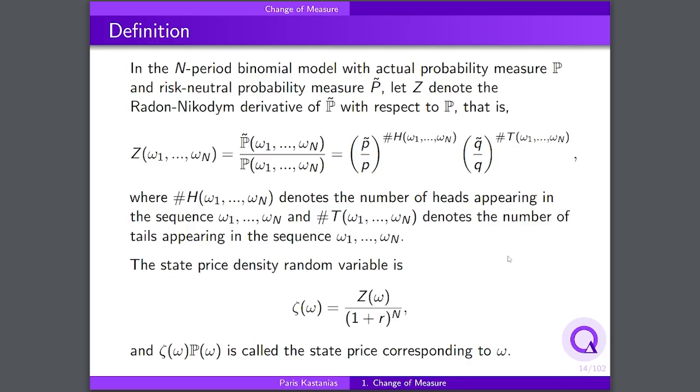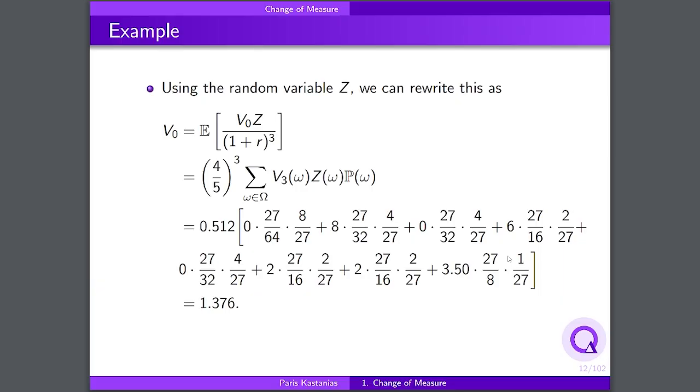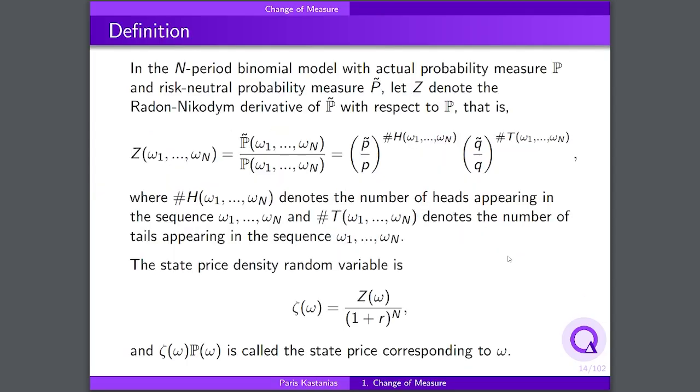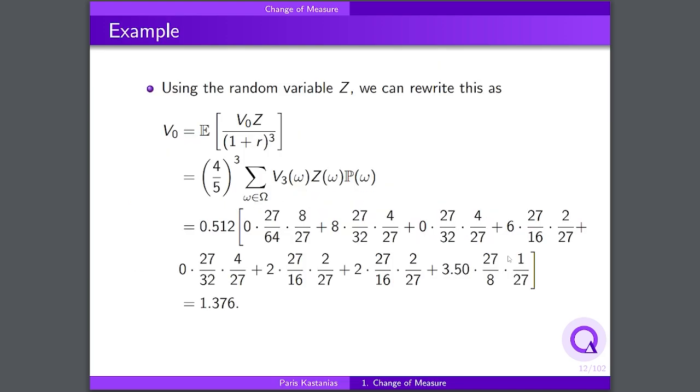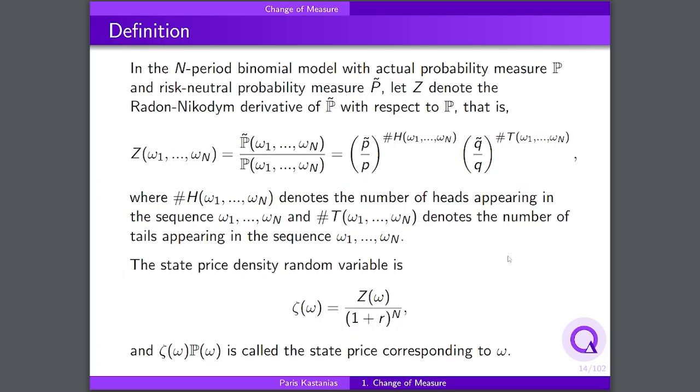Okay, because the Z over (1 plus r) to the n appeared here. So we want to formalize that thing because it's going to keep on popping up. So we call that a state price density, and we denote it by zeta. Then zeta times the probability is going to be equal to the state price.